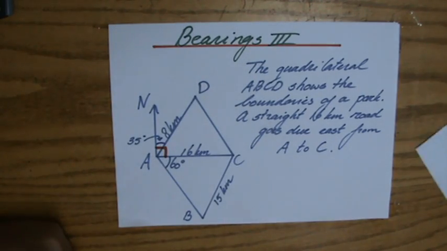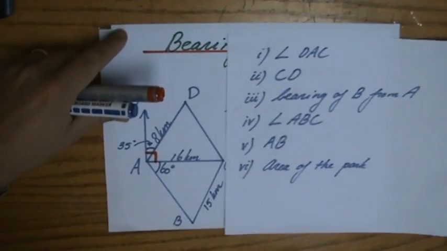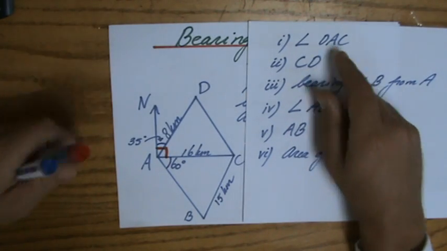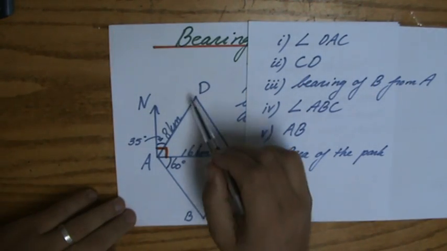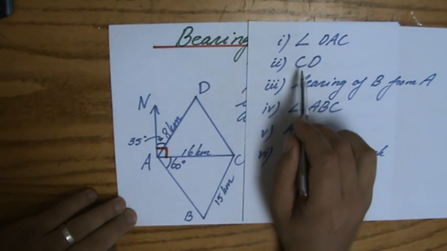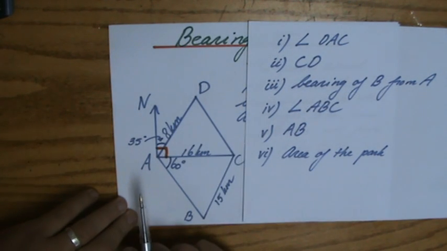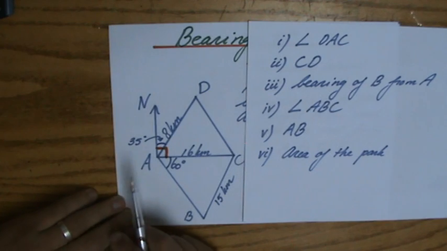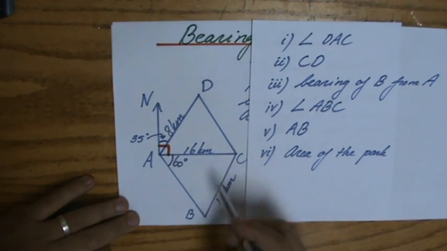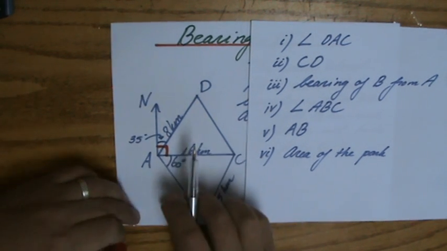I've written the questions on a separate piece of paper because it just didn't fit on one. It says, calculate the angle DAC, so that's the angle over here. We're going to calculate the length of CD, so this length. We have to find the bearing of B from A, and we'll have a look in a minute what that means. Then angle ABC, over here, the length of AB, and the area of the park.